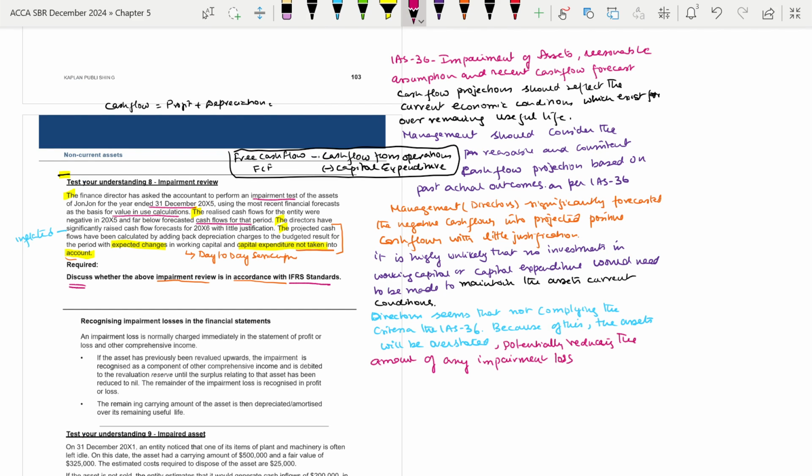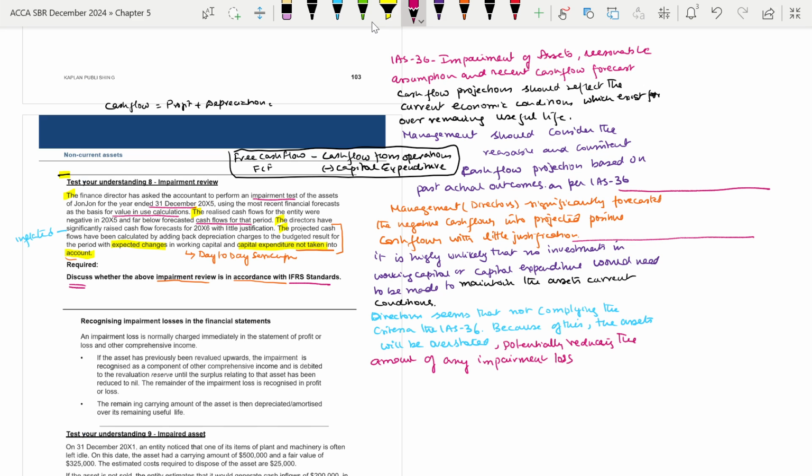Management should consider reasonable and consistent cash flow projections based on past actual outcomes, meaning past budgets. This is the first part of what we have done. What they have done: management significantly forecasted the negative cash flows into a projected positive with little justification. This is the error they have done.